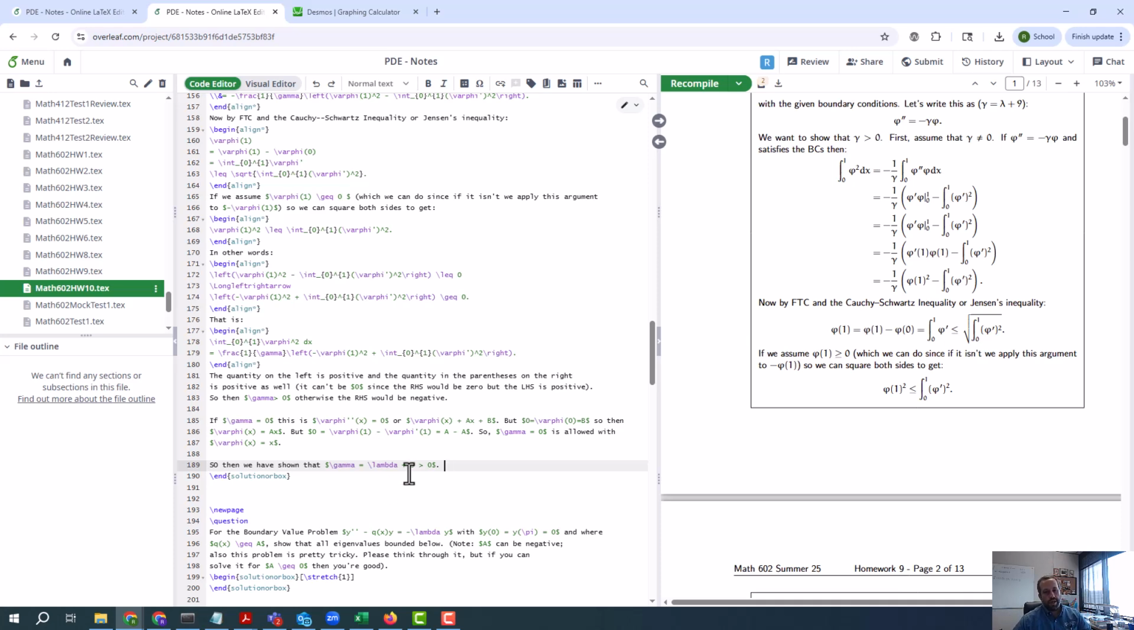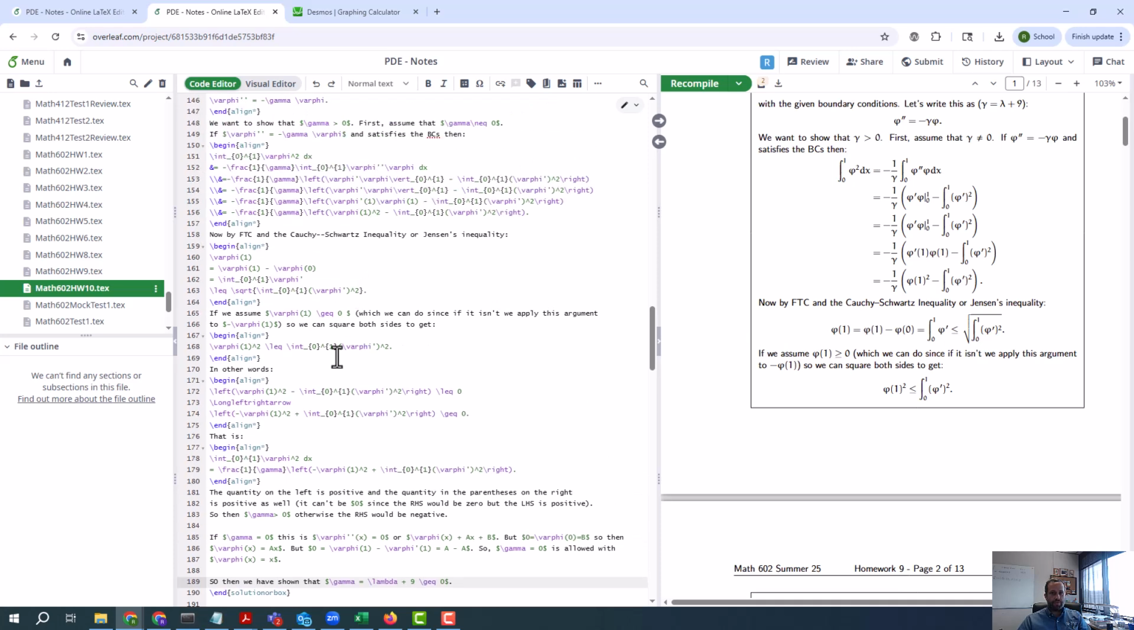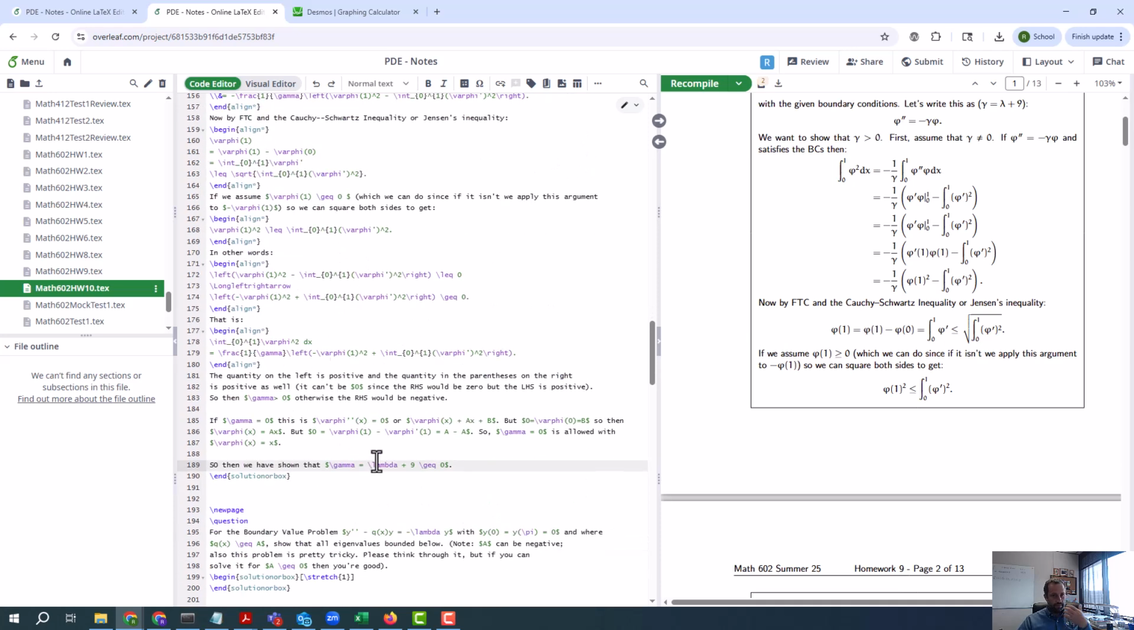So, greater than or equal to 0. Then the first eigenvalue, in other words, 0 is an eigenvalue if in this problem with the gamma, lambda plus 9 would be equal to 0. So the first eigenvalue is minus 9.